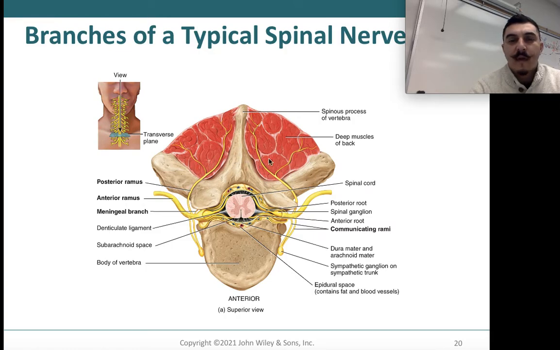So here's our muscles on the back. Here we can see, remember, our horns, funiculus, kind of those gaps around them, the lateral ones. Here's our meningeal branch over here, anterior ramus, so this branching out.